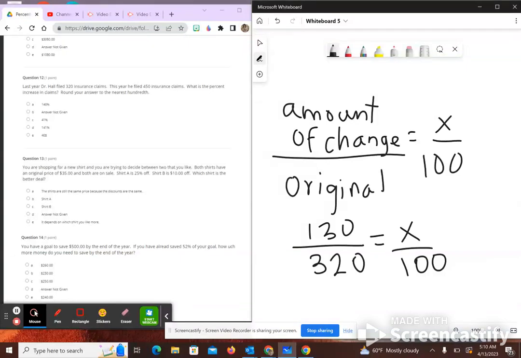And it says round to the nearest hundredths. But again, that is a typo. It should be round to the nearest percent.